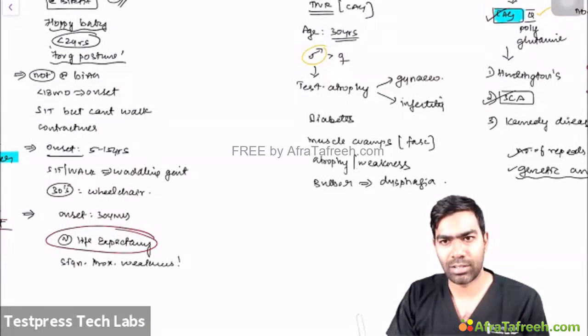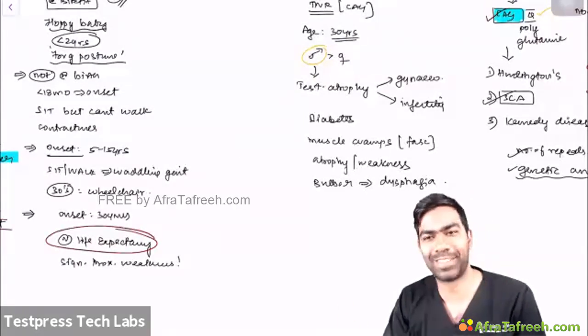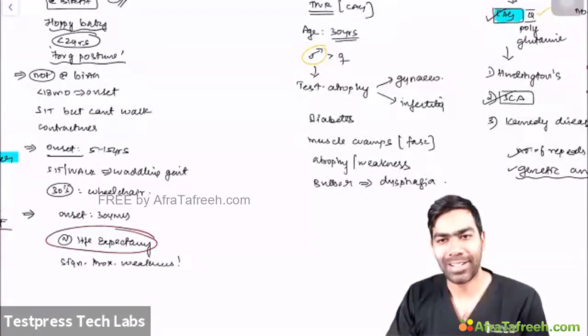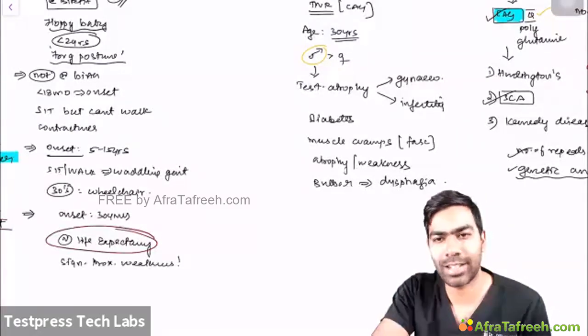Adult Tay-Sachs. So where is the hepatosplenomegaly here? Adult Tay-Sachs will have other multiple organ involvement. That is not there here. So it's not Tay-Sachs.